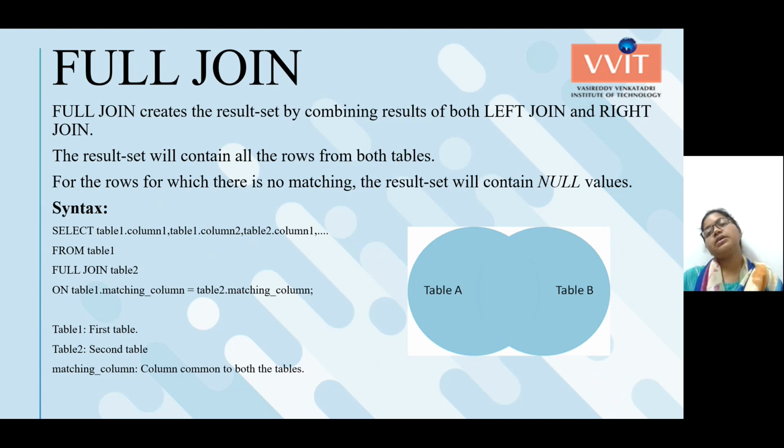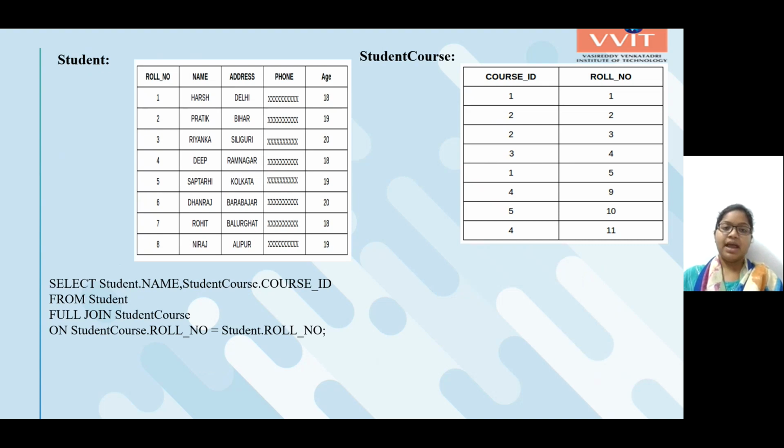First, the matched rows from both the tables are displayed to the output. Next, the non-matched rows of table A as well as table B are also displayed to the output. Here is the same example as I showed before. That is the student table and student course table with the common column roll number. So first 1, 2, 3, 4, 5 are matched roll numbers. Hence they are written to the output.